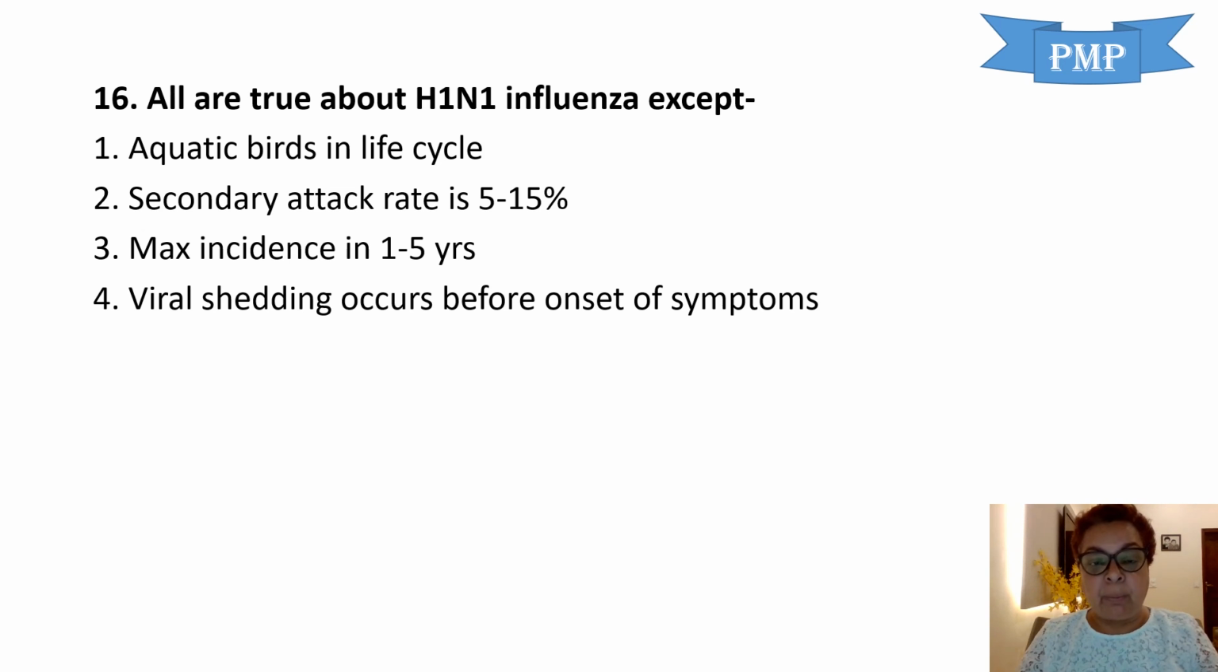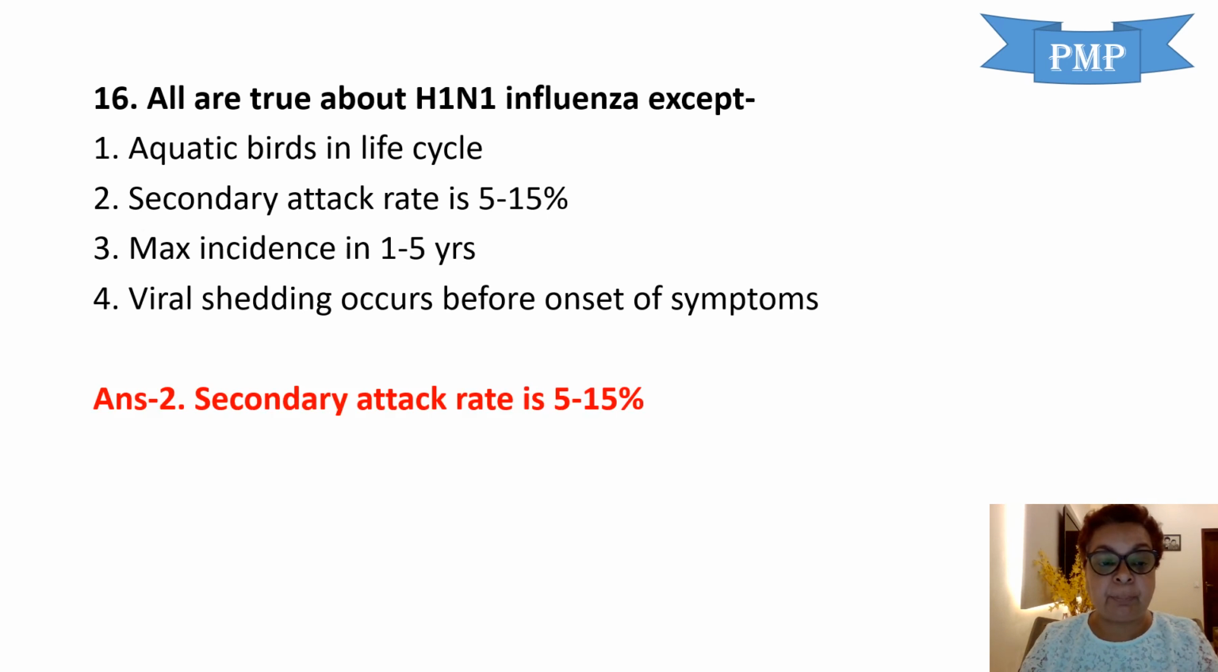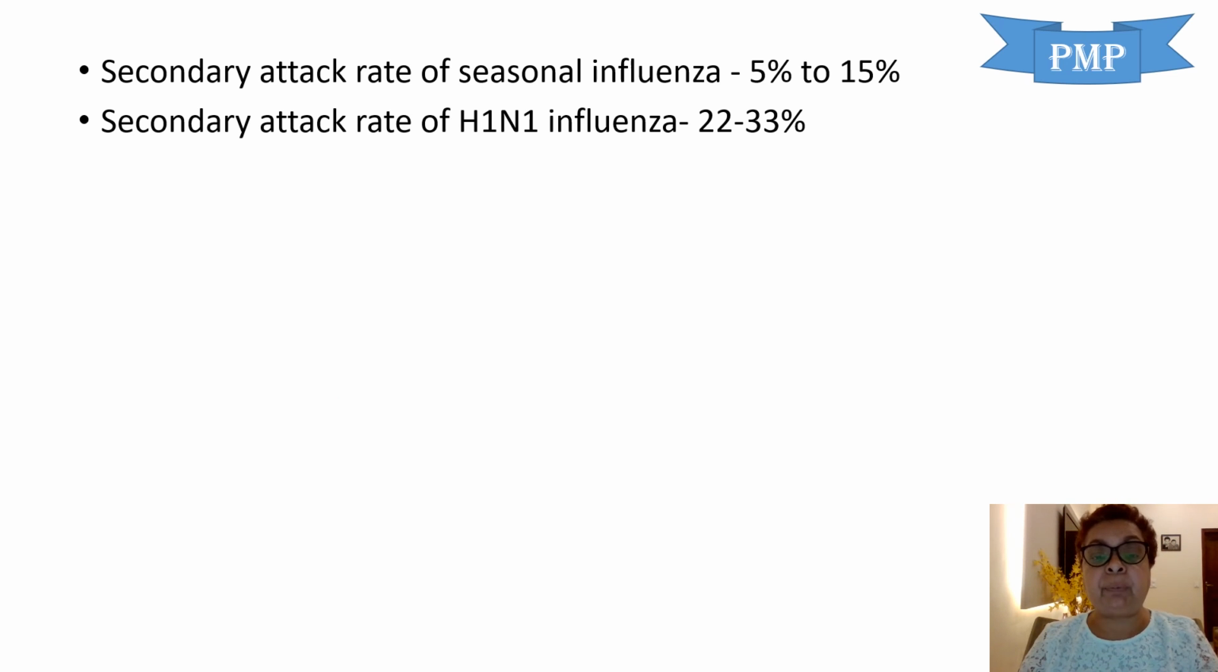All of the following are true about H1N1 influenza except: aquatic birds are in the life cycle, secondary attack rate is 5 to 15%, maximum incidence is in 1 to 5 years of age, and viral shedding occurs before the onset of symptoms. Amongst these, all the options are correct except option 2, that is the secondary attack rate is not 5 to 15%. Now this 5 to 15% secondary attack rate is of seasonal influenza. For H1N1 influenza it is 22 to 33%.